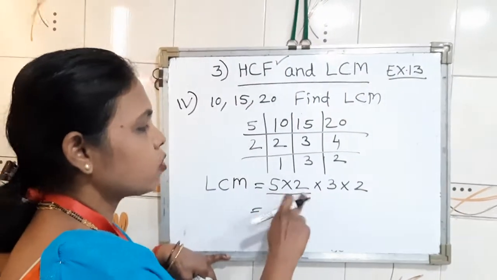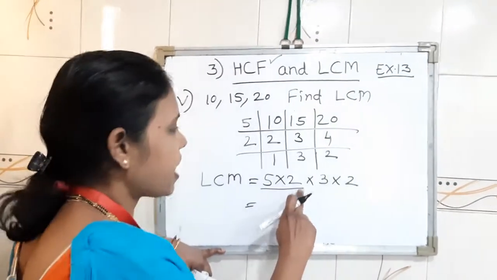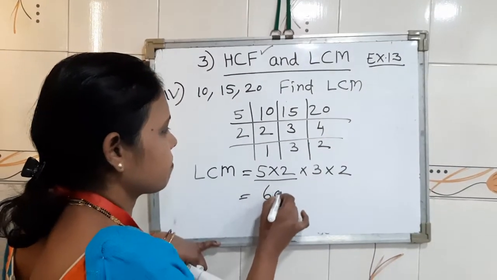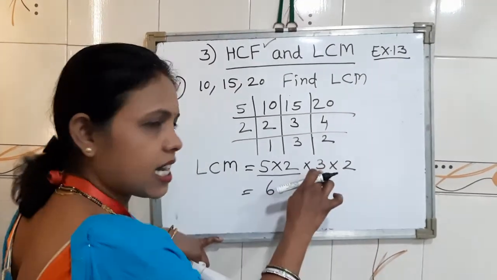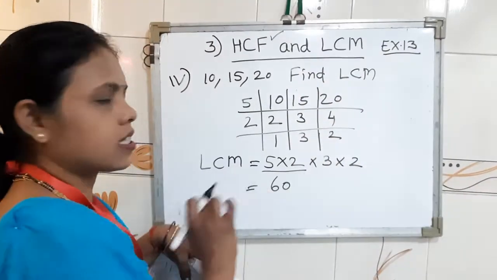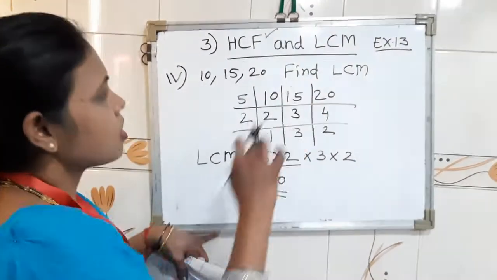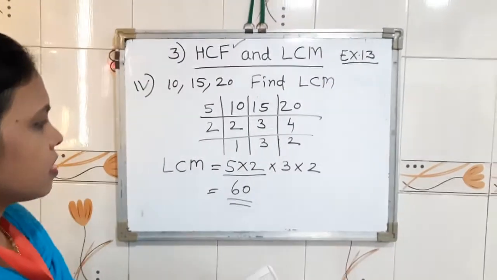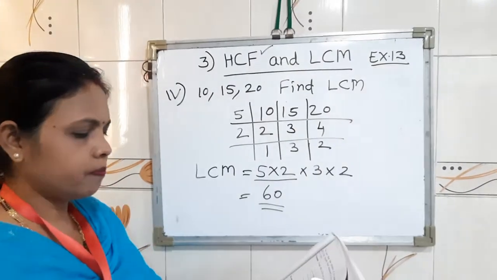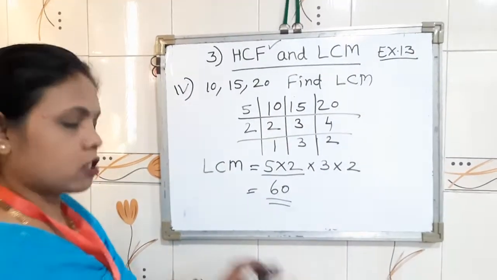5 2s are 10. 10 3s are 30. 30 2s are 60. Or 2 3s are 6, 6 2s are 12, 12 5s are 60. So for these numbers your LCM is 60. In the same way, we will solve the fourth one and the sixth one.